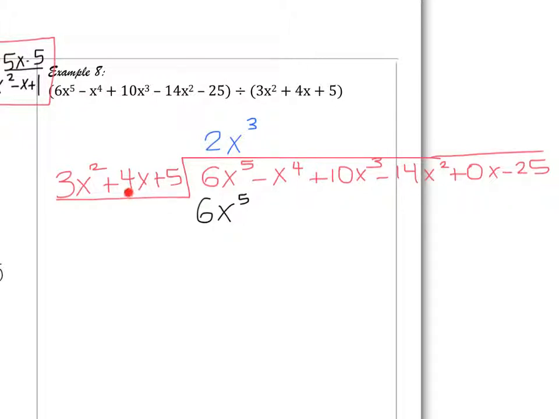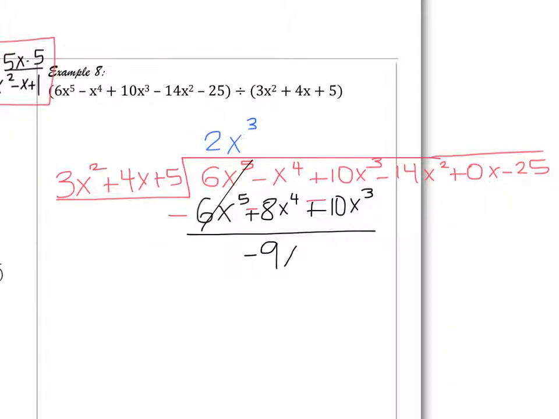And now 4x times 2x to the power 3 is going to be 8x to the power 4. And then 5 times 2x to the power 3, that's going to be a 10x to the power 3. Now draw a line and change the signs. So 6x to the power 5 minus 6x to the power 5, that's going to go away. x to the power 4 minus 8x to the power 4, that's going to be a negative 9x to the power 4.